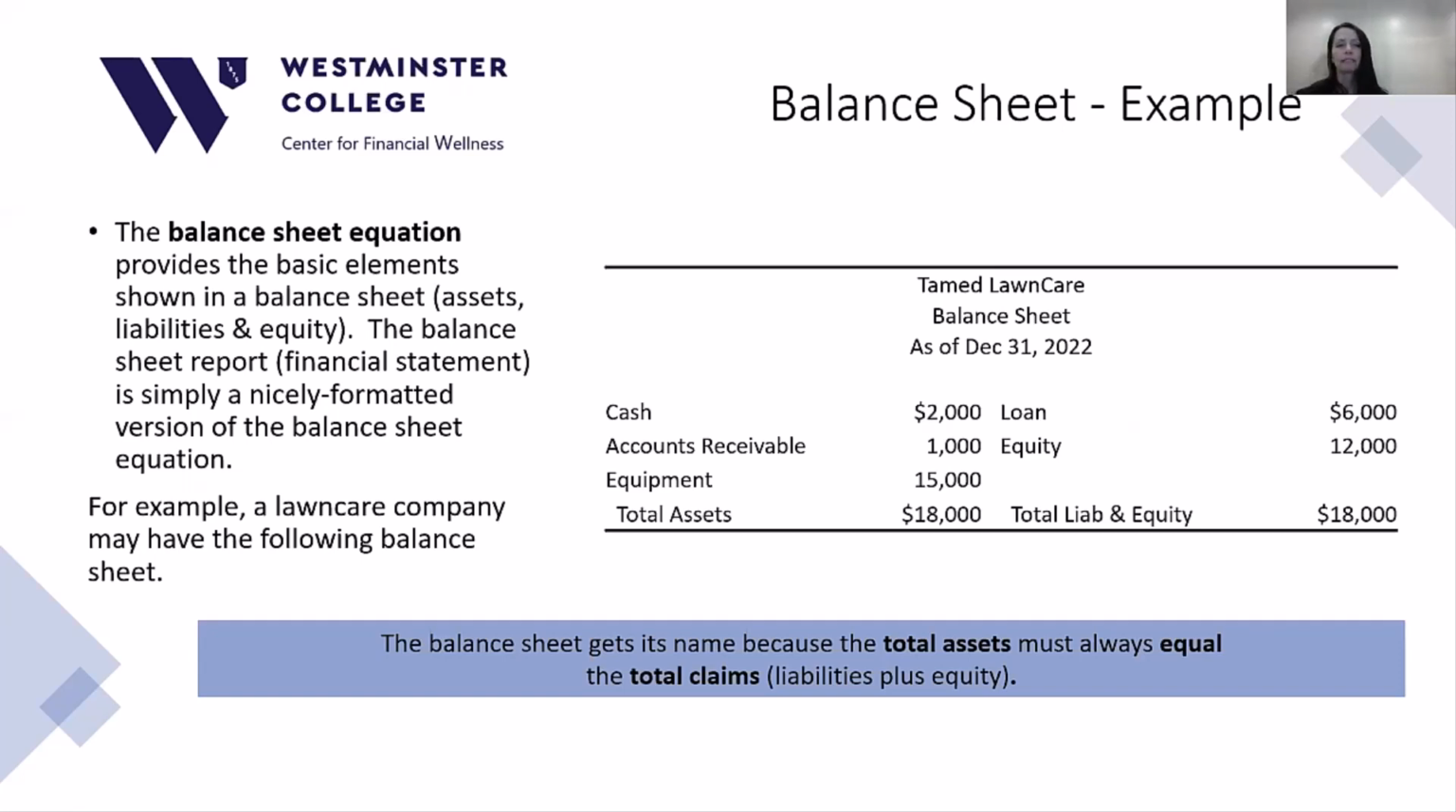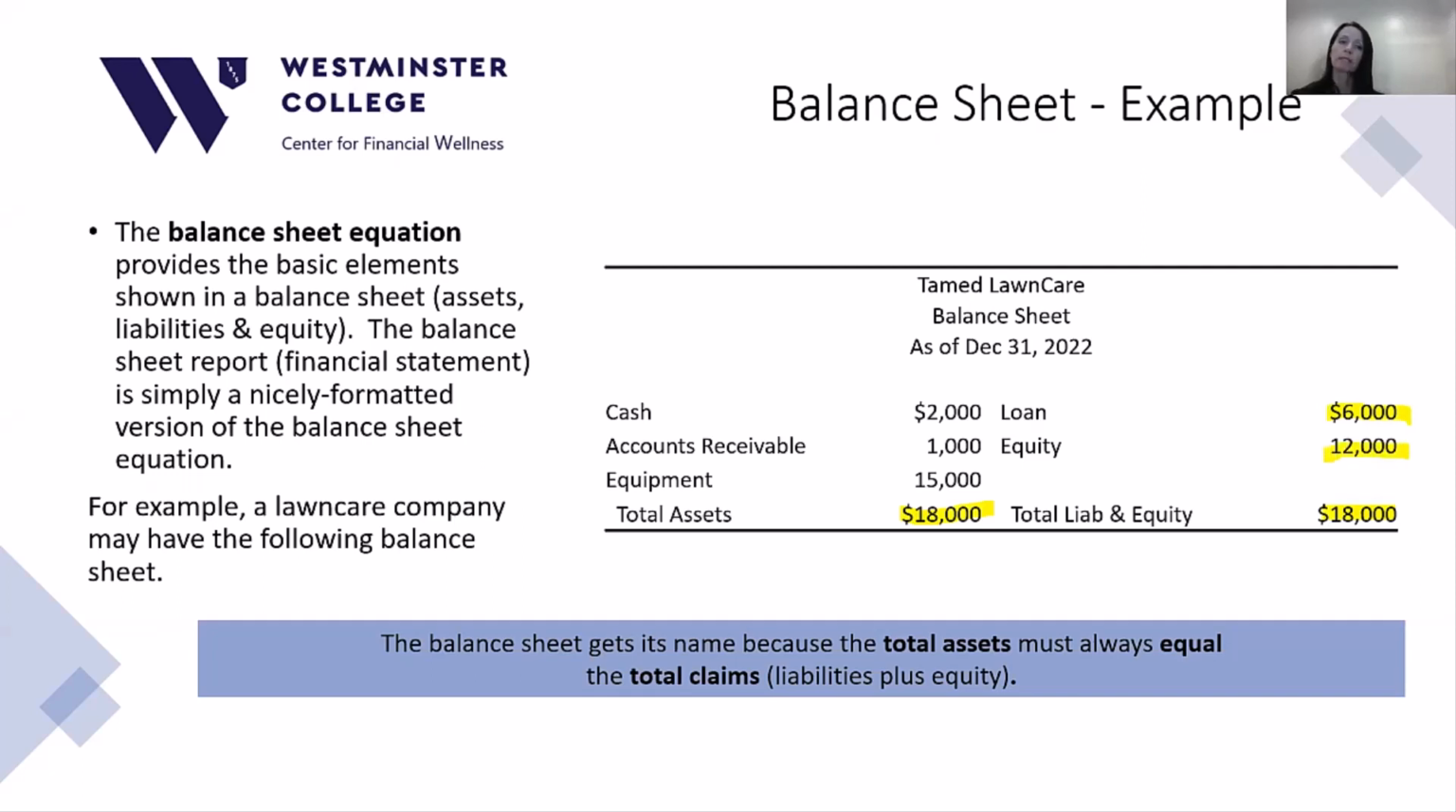So I've got a little example here of a lawn care company, some company who's mowing lawns for the summer to make some cash. We're just pretending this is their balance sheet, and it looks like their assets totaling $18,000 include cash of 2, accounts receivable 1, and some equipment, probably lawnmowers, etc., of 15. The claims against the assets of the company are equal to the assets, as we said, and those claims are made up of 6,000 in liability claims, a loan from a bank, and then 12,000 equity claims.